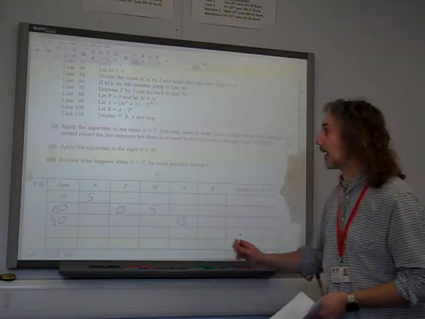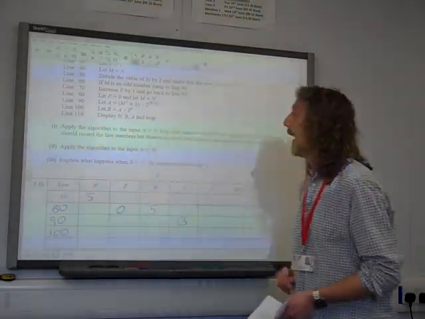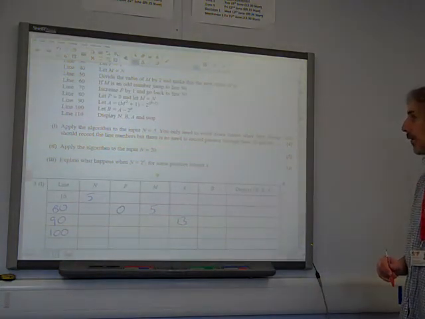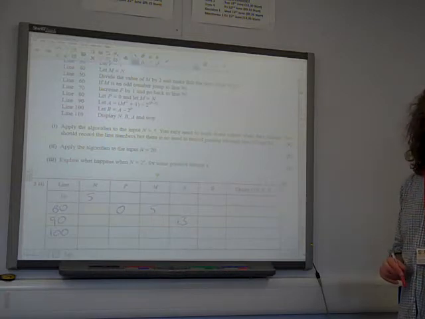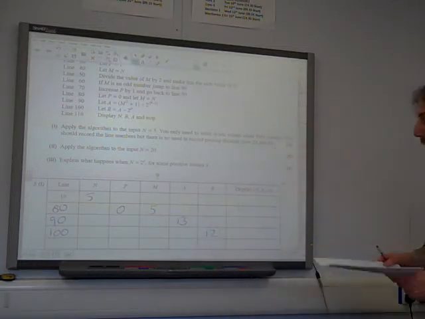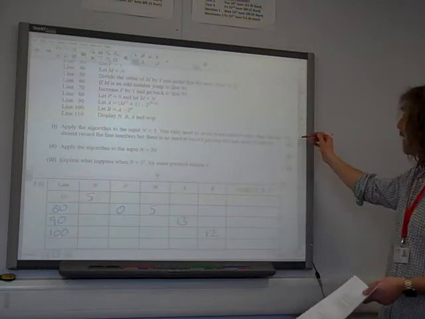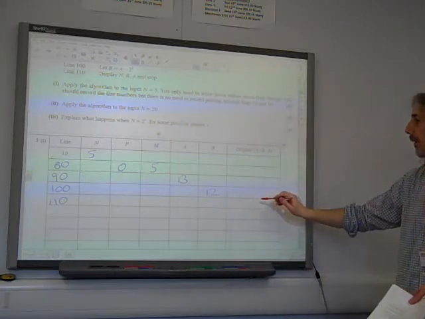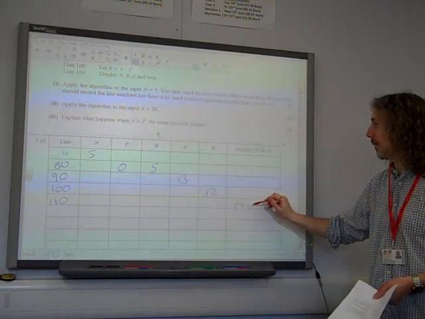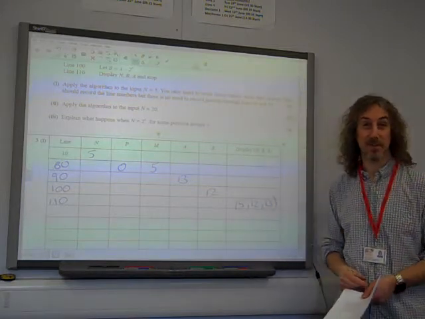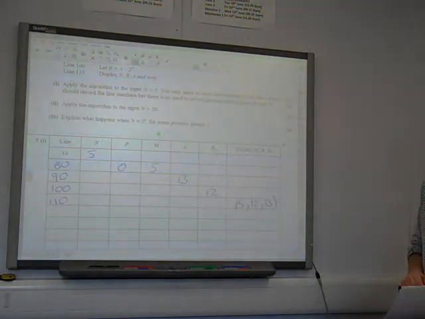Line 100 comes next. Let b equal a minus 2 to the power of p. So b equals a, 13, minus 2 to the 0. 13, take away 1, would be 12. And then it says, display n, b, and a. That's some basketball thing, isn't it? And then stop. So n, b, a. There we go. Right. Great. A nice little bit of 4 marks for that.